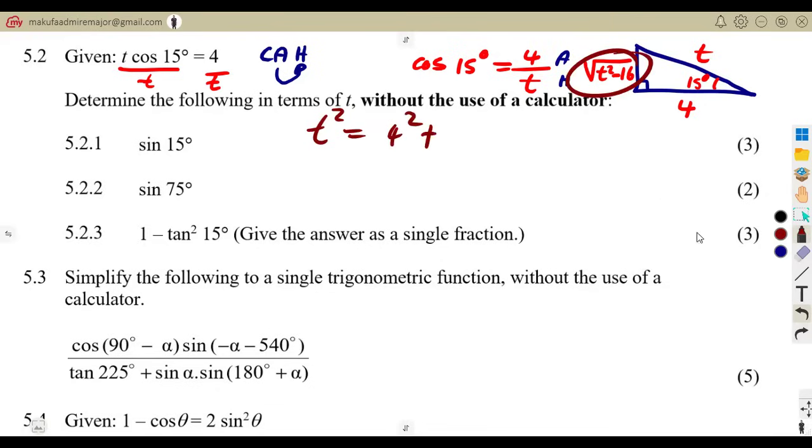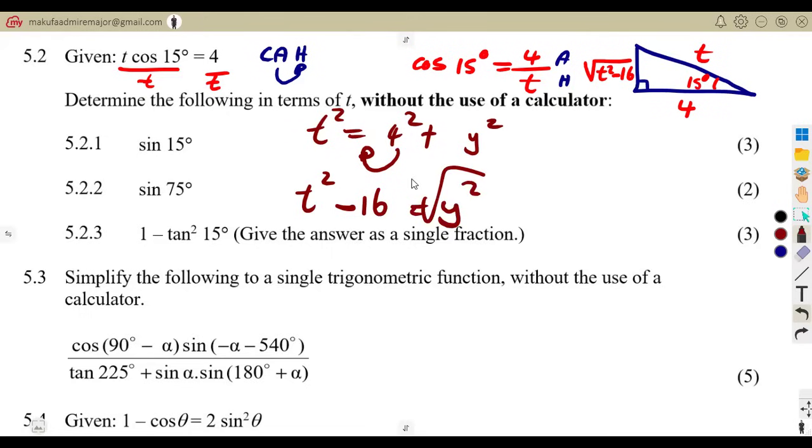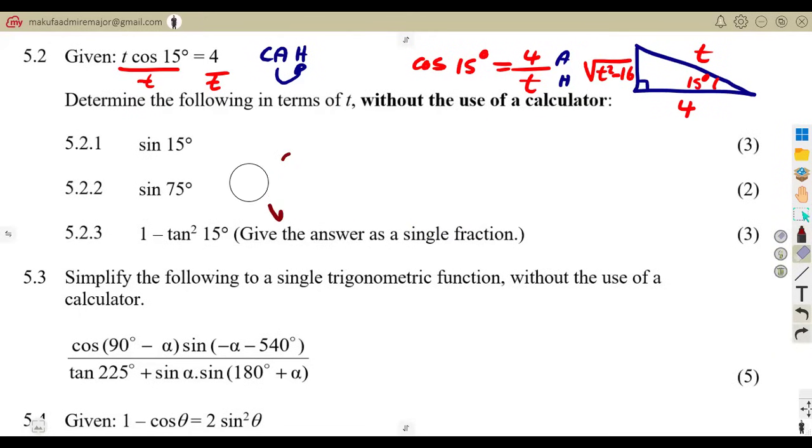This one you do not know. You're just going to call it whatever side that you want. You can even call it y, you can even say y squared. So you take this to the other side. It's going to be t squared minus 4 squared, which is 16, is equal to y squared. Then you introduce the square root. That's t squared minus 16 under the square root. That's your Pythagoras theorem.